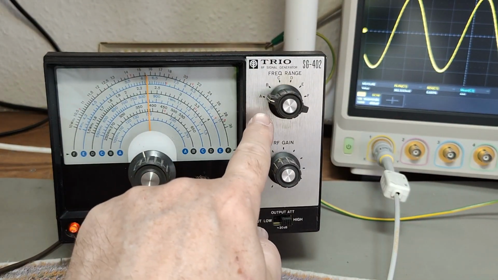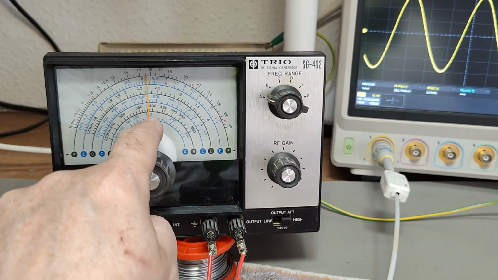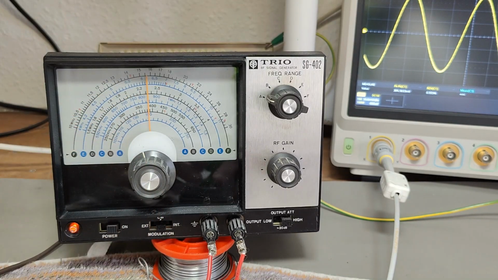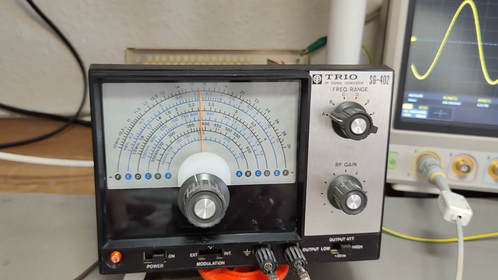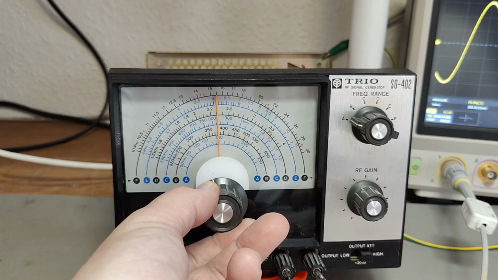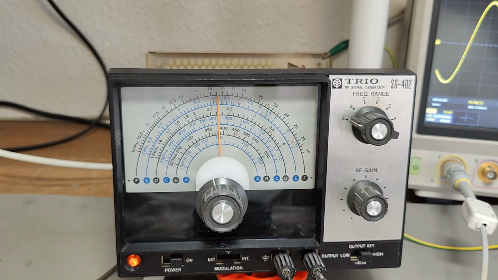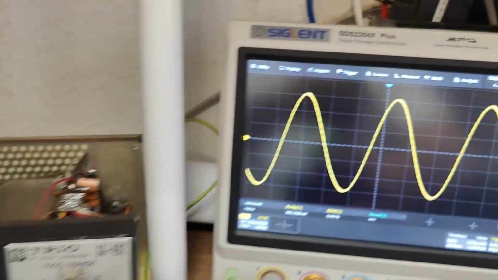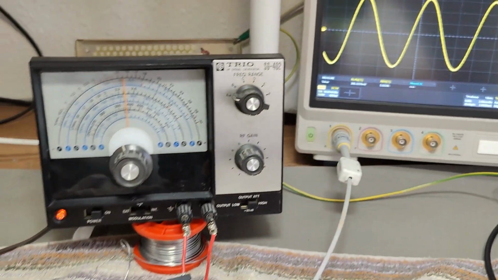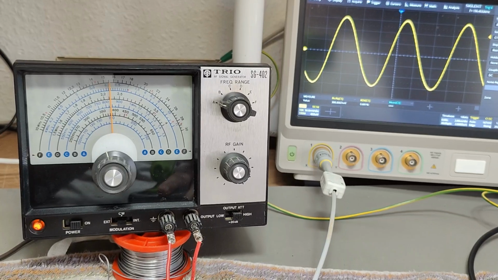So A is here, and I tried to set it for 150 kilohertz. If you look at the needle here, it's probably a little bit to the right of 150. I mean, look at that. So if I try to put this here in the middle, right, and then it says 150 kilohertz. Whoa, I am impressed.